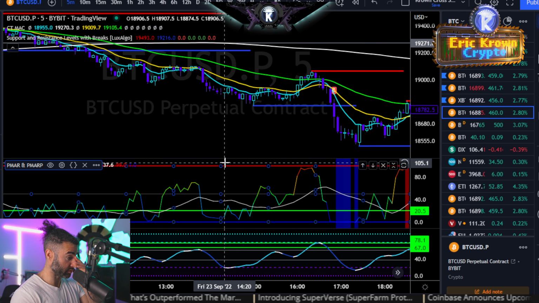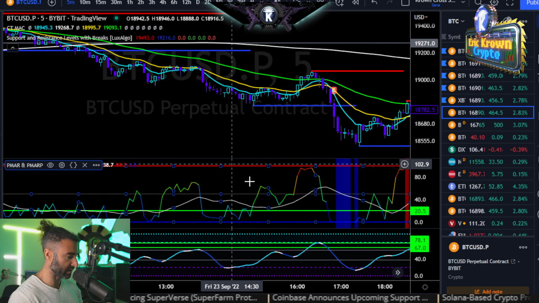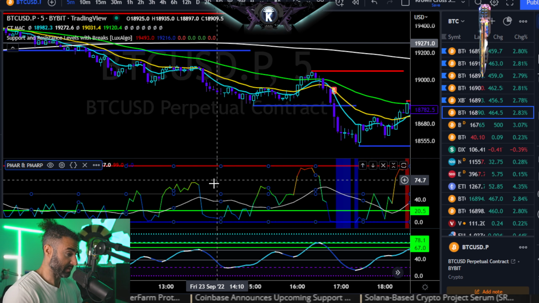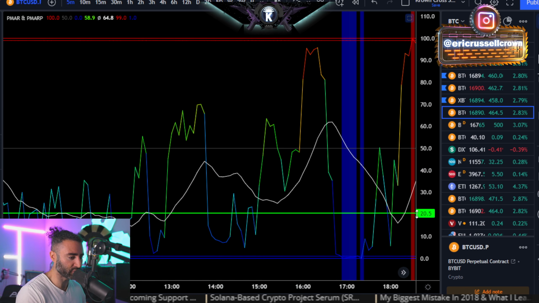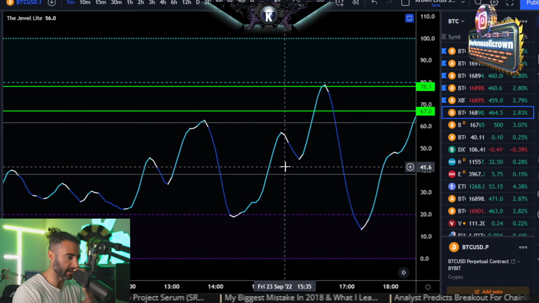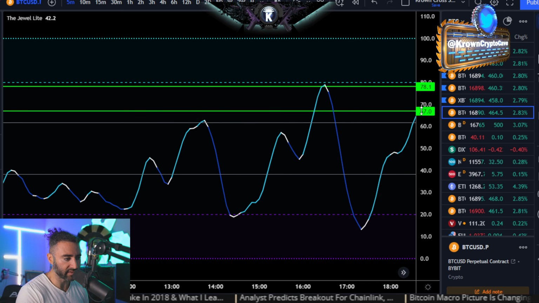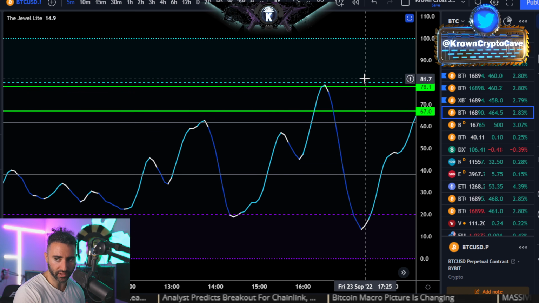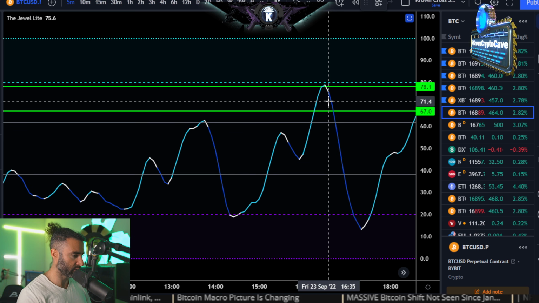Now, the big things here are, we want to mark off the take profit level on the PMARP. We'll use 20. And then on the Jewel Light, we'll mark off the areas that constitute an entry. So we want to see above 67 but below 78. I've already put in my green bars right there. And we have an example right here.